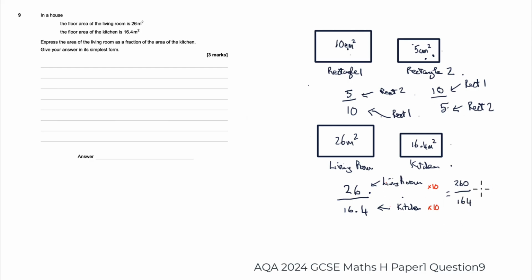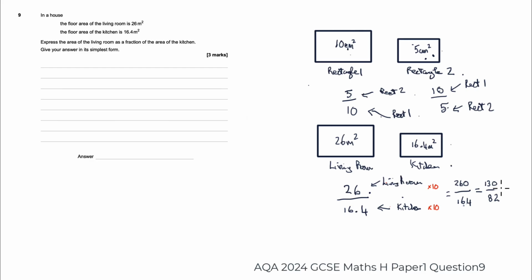So there's the fraction with that decimal point removed. Now the question asks us to give our answer in its simplest form. So we'll need to cancel this fraction down if at all possible. Now these numbers are both even, so we divide both of them by 2, and a half of 200 is 100, a half of 60 would be 30, so there's 130 on the top, and a half of that 16 would be the 8, half of 160 is 80, and a half of the 4 is 2.